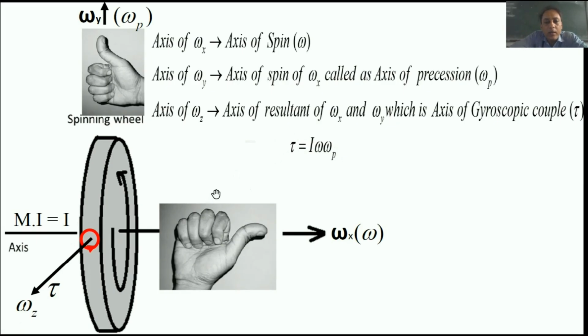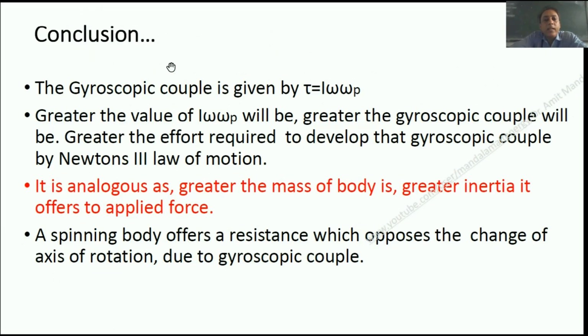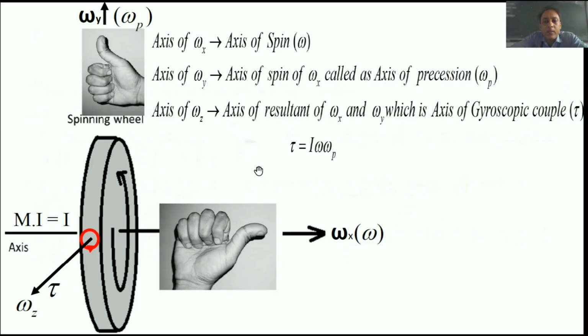Now the conclusion is that the gyroscopic couple is given by tau equals I omega omega p. And how is the gyroscopic couple developed? You know that if the wheel is spinning about the x-axis and is also made to spin about a diametrical axis, then the torque is developed. In case omega p is 0, there is no gyroscopic couple, because in the formula, if omega p is 0, there is no gyroscopic couple. So to develop that torque, that gyroscopic couple, we have to apply effort omega p.